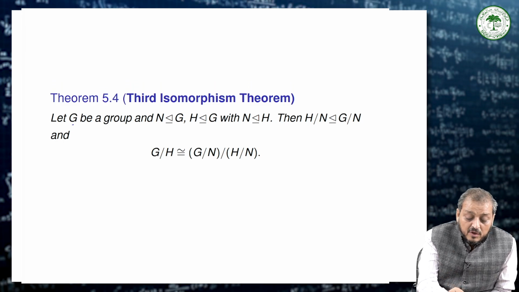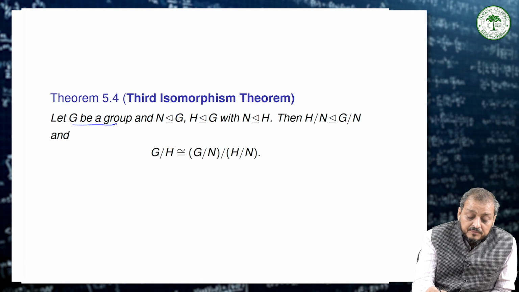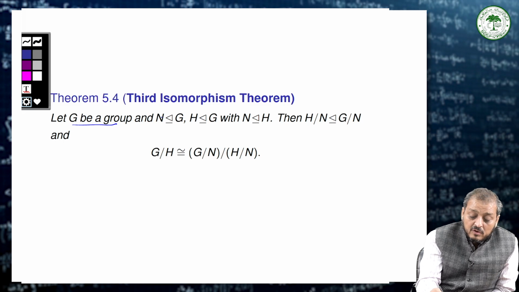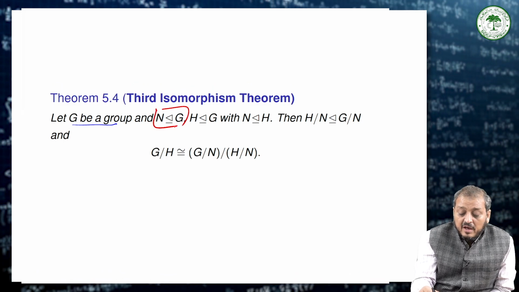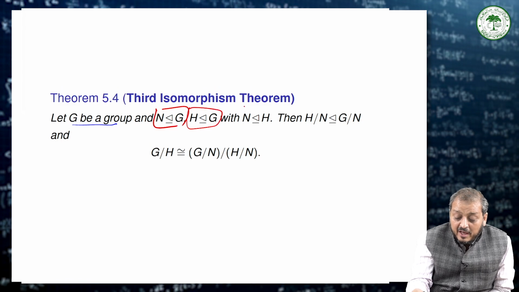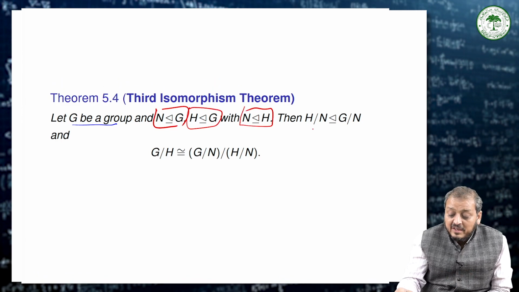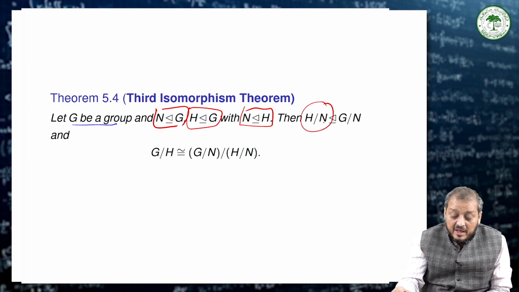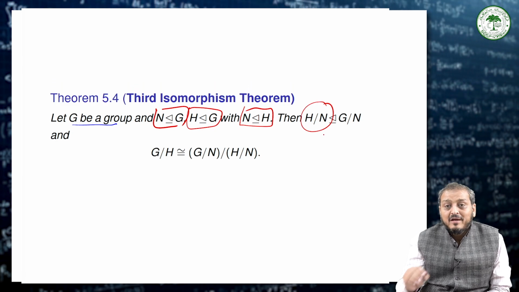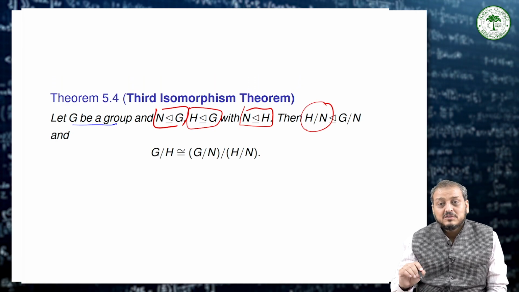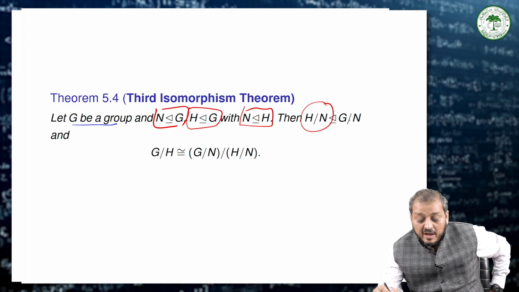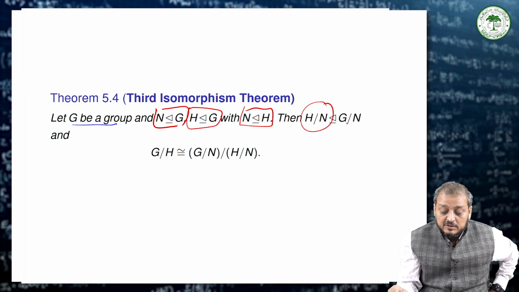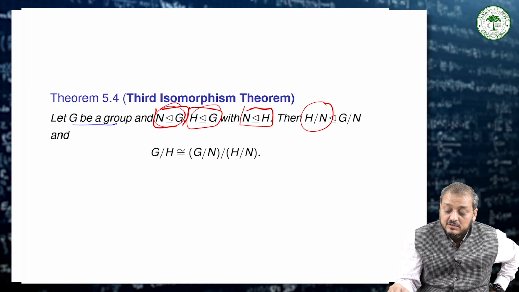It says that let G be a group, and N is clearly a normal subgroup of G, and H is also normal in G, and N is also normal in H. Then we can say that N is normal in H, and H by N, the factor group, is meaningful. And G by N is also meaningful, because G is a group and N is normal in G. So this is also meaningful.